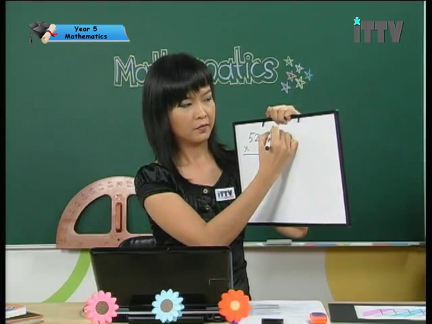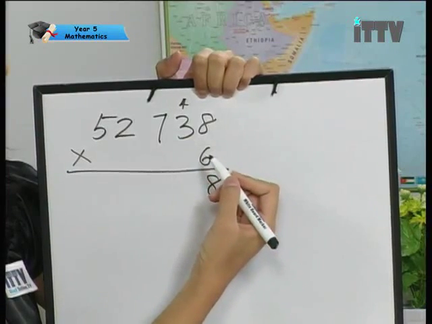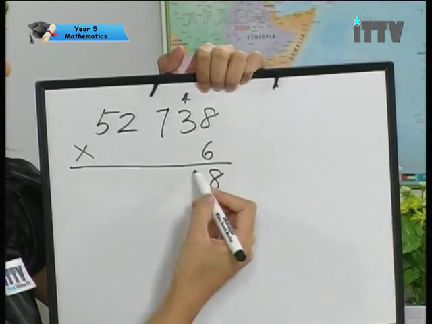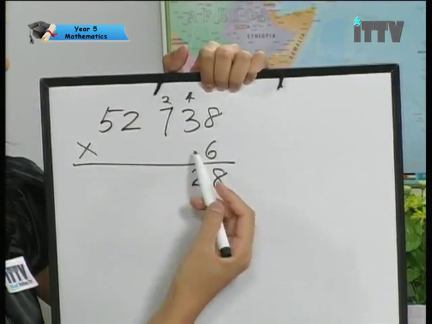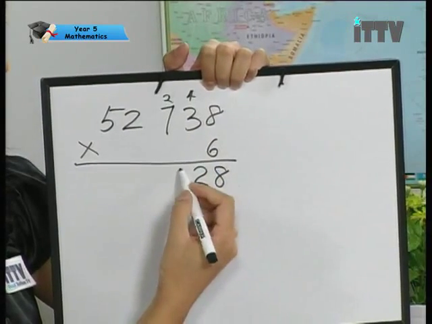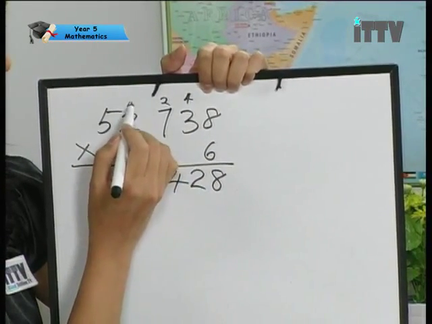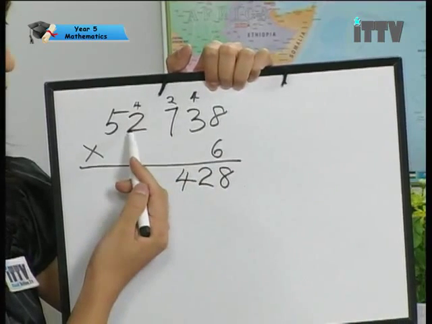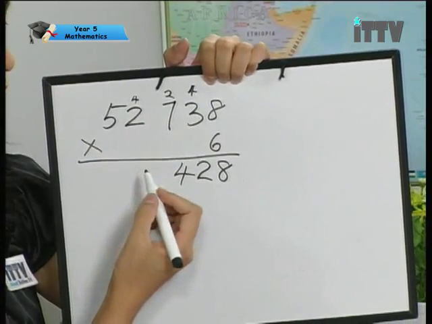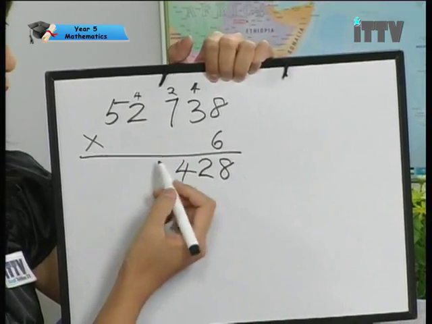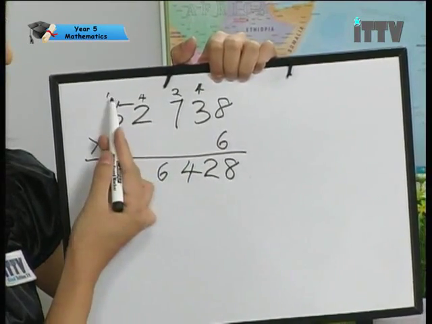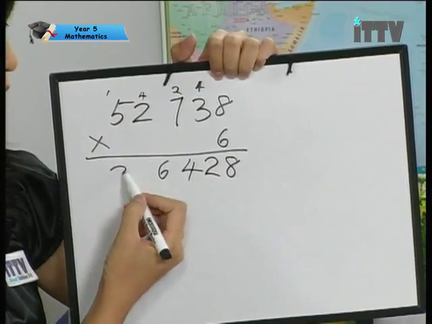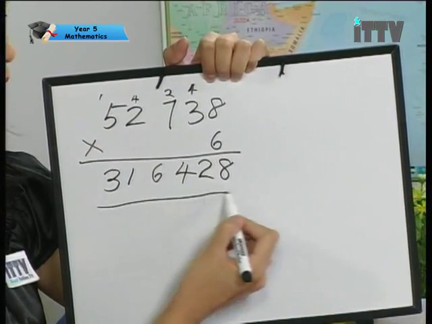48. 6 and 3, 18. Plus 4 gives us 22. 7 and 6, 42 plus 2, that gives us 44. 6 and 2 gives us 12 plus 4, 16. 6 and 5 gives us 30. Plus 1 gives us 31.